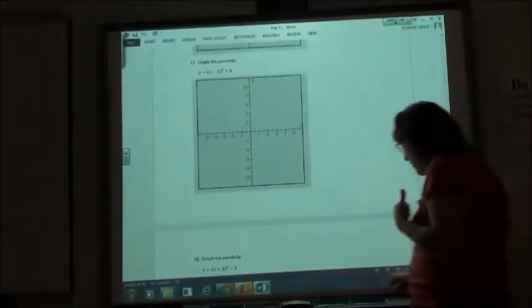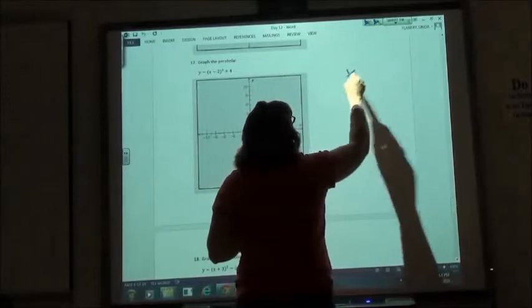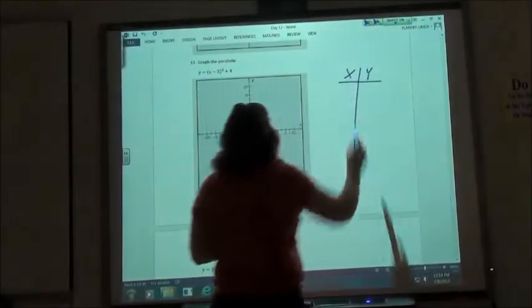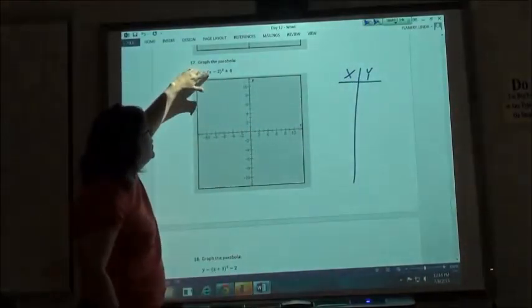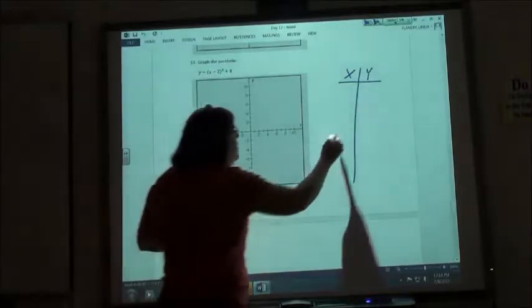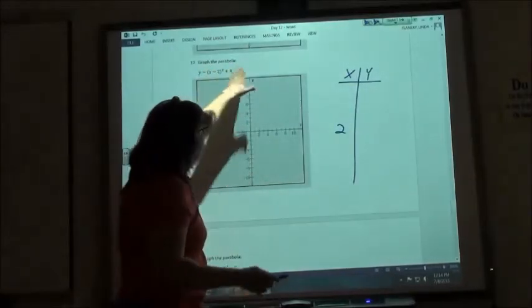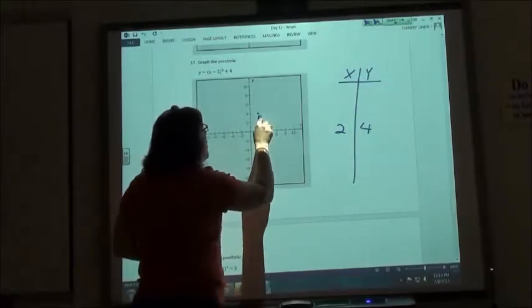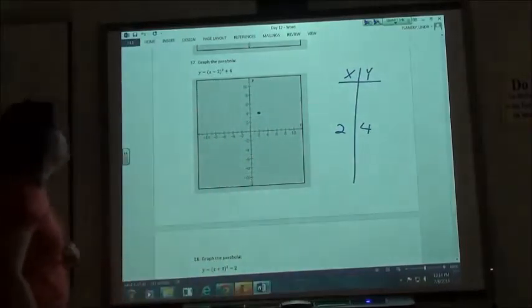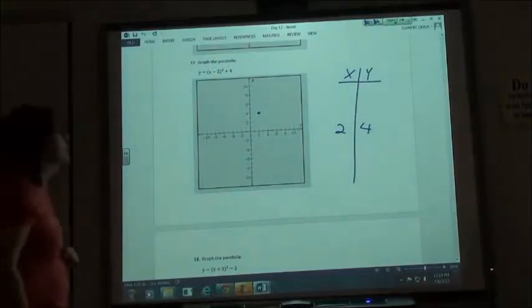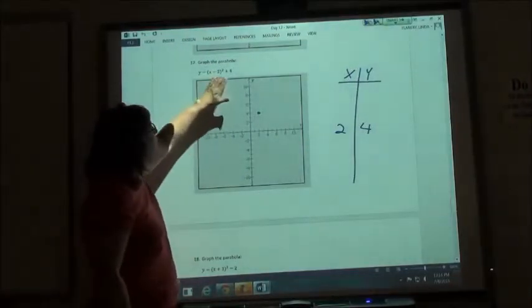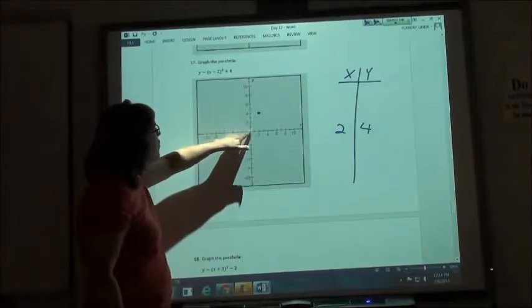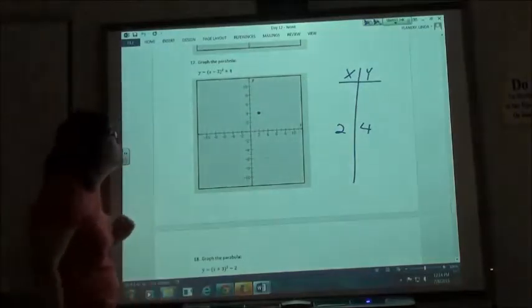And so number 17, if I'm going to graph my parabola, my vertex of my parabola, the x value has to be a positive 2 to get 0, and 0 plus 4 is going to give me 4. So 2, 4 is going to be where the vertex of my parabola is. This will give me the horizontal shift, this gives me the vertical shift. So over 2, up 4 is where my vertex moved to.